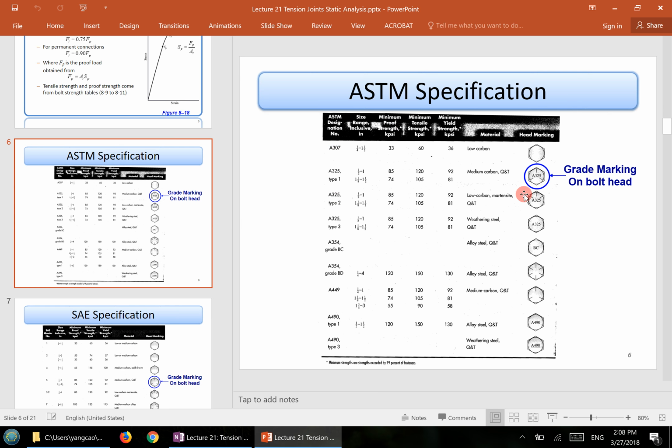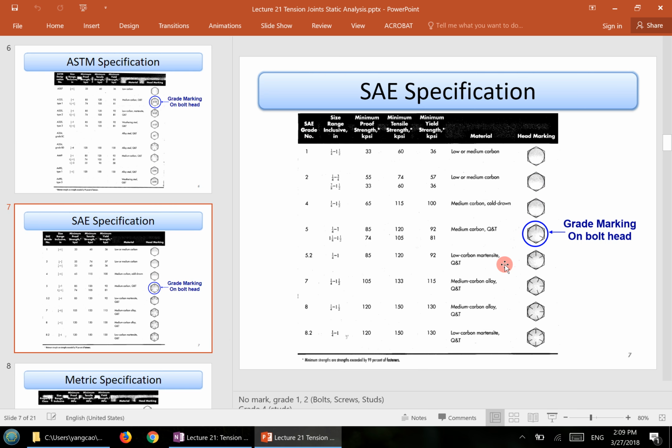It's also quite interesting that you can tell the strengths or proof strengths of the bolts by looking at the grade marking on the bolt head. There are different ways of labeling the marking, and they may also stamp the grade or designation number on top of the head. Same thing for the SAE specification: that's the SAE grade number, and this is the proof strength corresponding to it.